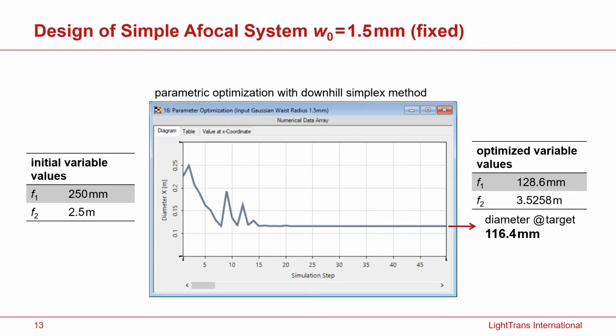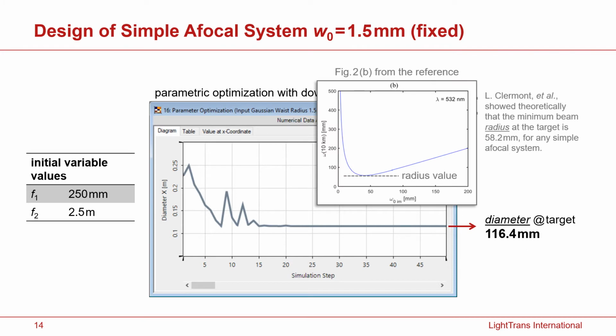We try another one. For example, now we increase the input beam diameter to 1.5 millimeter. Again, we are varying the focal lengths of lens 1 and lens 2 freely, and we try to minimize the spot diameter at 10 kilometers away. Now we get the same value, it's still 116.4 millimeter. We can try more input values and optimize the system. You get the same minimum spot diameter at the end.